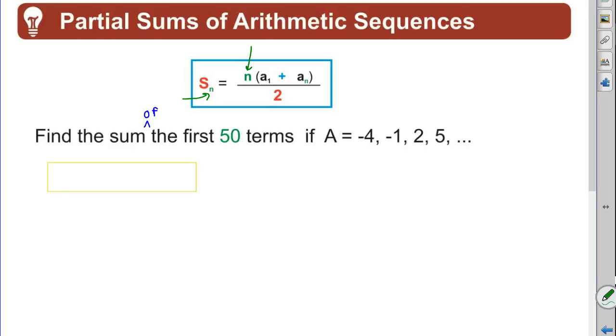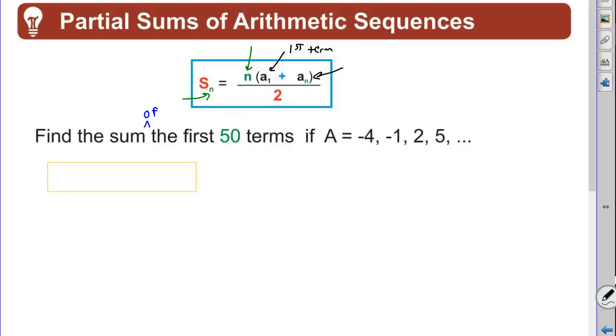And so a sub 1 is the first term. And then you have a sub n, which would be the last term of the partial sum, right? In our example, we're doing 50, so it would be the 50th term. And then you divide by 2.